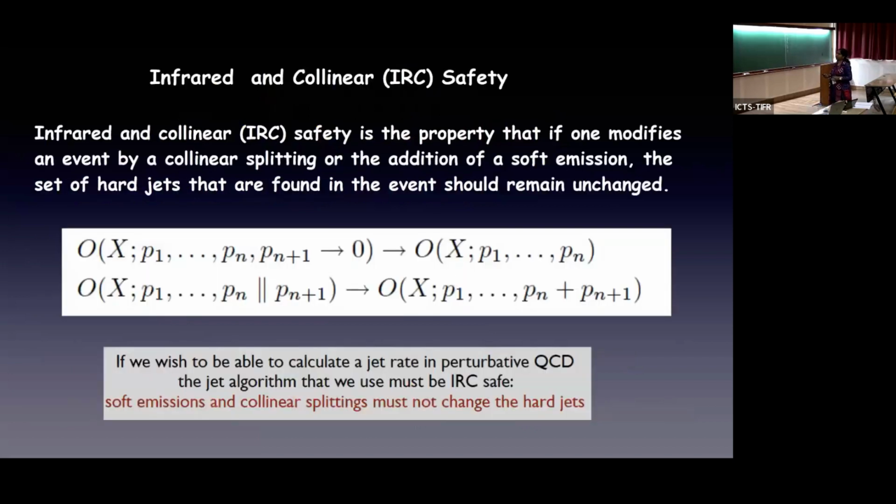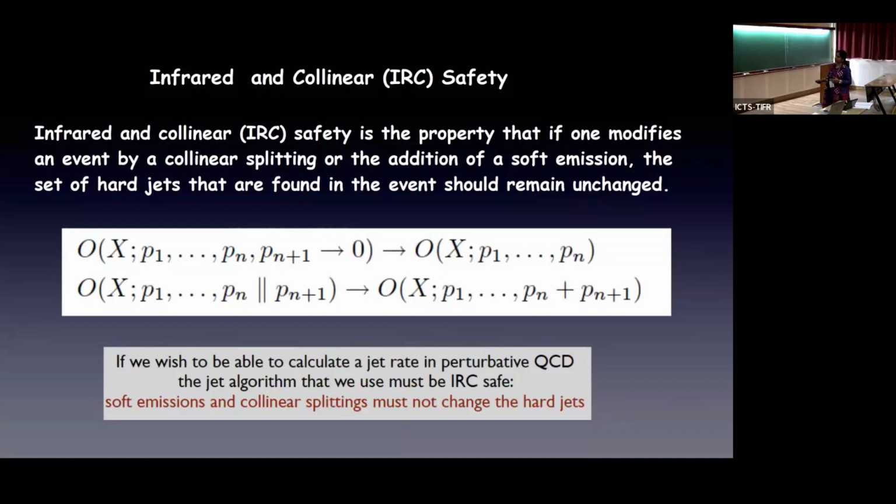Then comes the concept of infrared and collinear safety, which I talked about. Like any other quantum field theory, QCD also suffers from these divergences. But in experimental data, how do you define these divergences, or what do we mean when we say that your algorithm is IC safe? It means that if one modifies an event by a collinear splitting or an addition of a soft emission, the set of hard jets found in the event should remain unchanged.